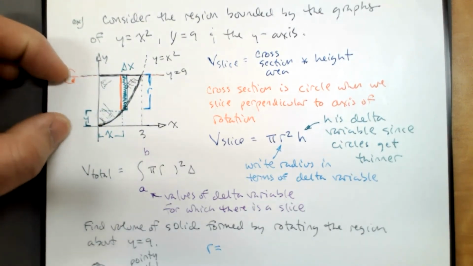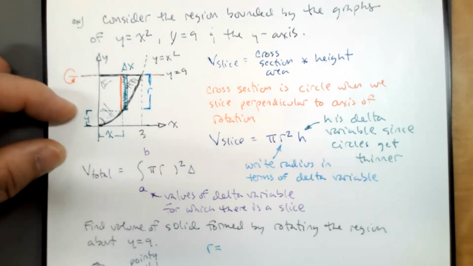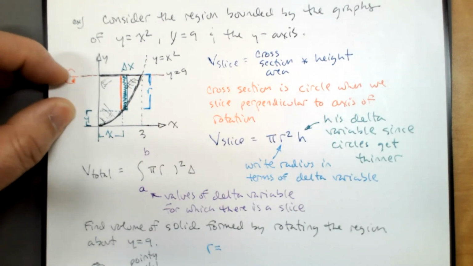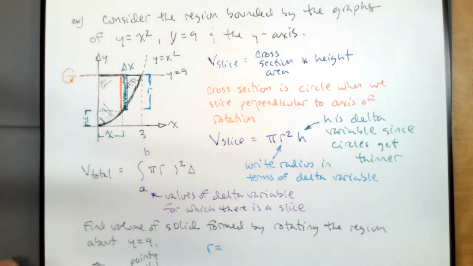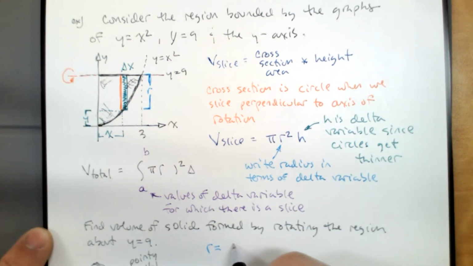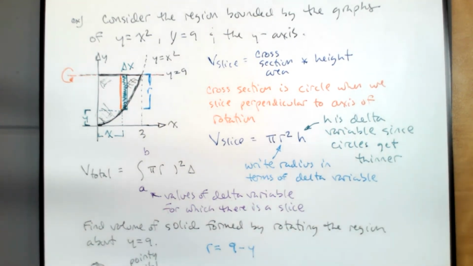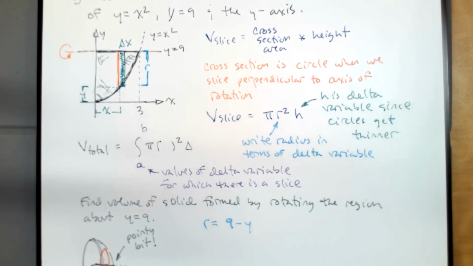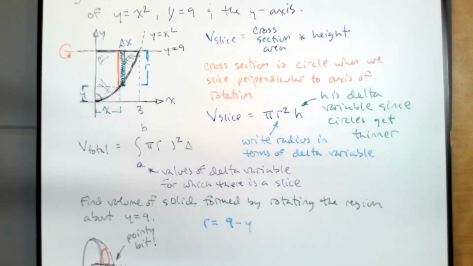Since y is the distance from the x-axis up to the slice, what I want is the bottom of the slice and the top of the slice, and the top of the slice is at 9. So for the radius, we're just going to say the top at 9 minus the bottom, y. So the radius is 9 minus y. But the delta variable is delta x, and I need to write the radius in terms of delta x. Fortunately for our heroes, the relationship between x and y is that y is equal to x squared.